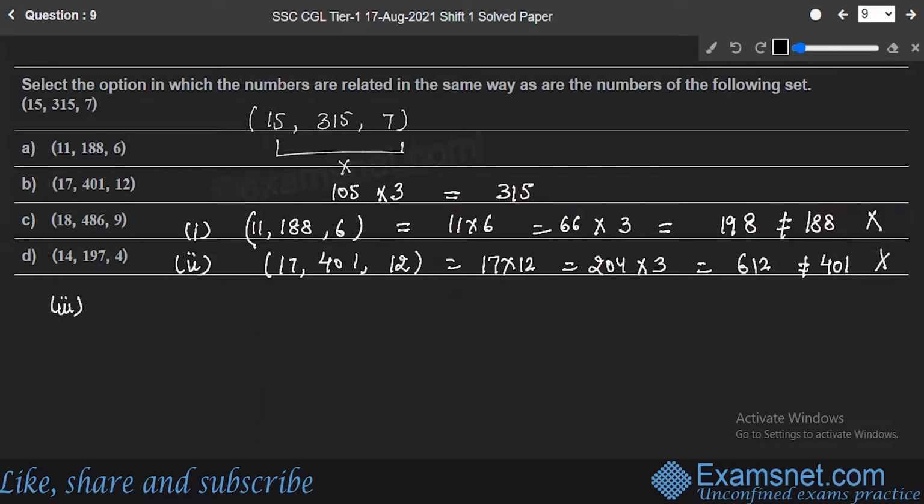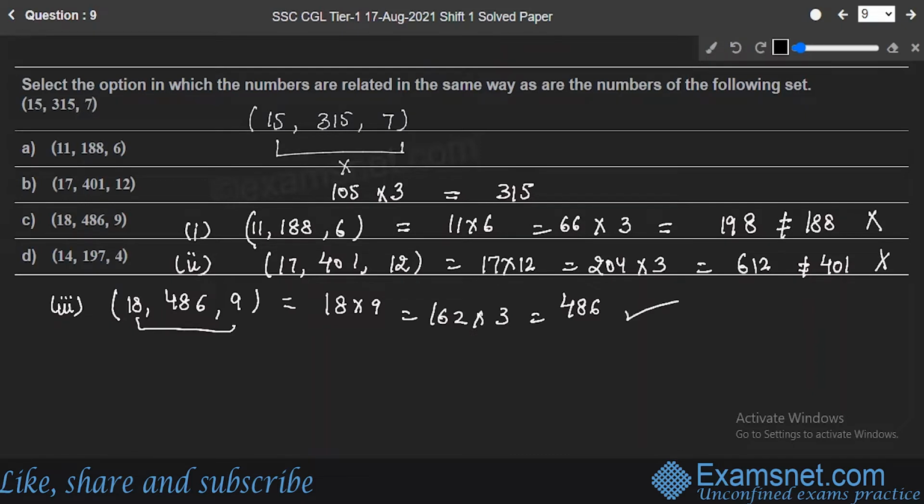Let's move with the third one. So this is 18, 486, and 9. I multiply the extreme twos. That's 18 multiplied by 9. This gives you 162. Multiplied by 3 gives you 486. So yes, this is true. So this is our answer. Still, let's check with option 4 as well.